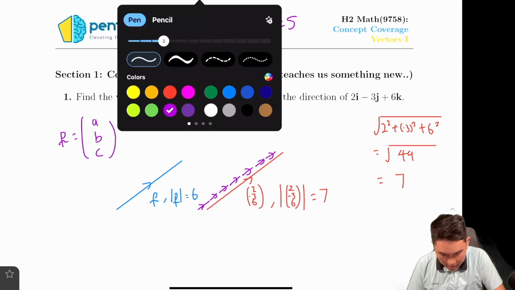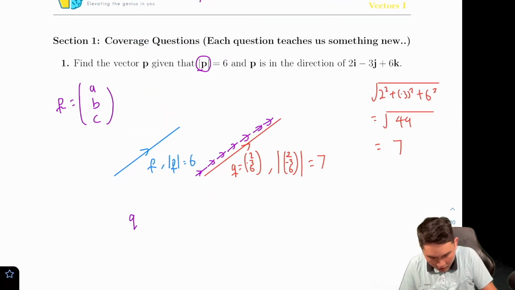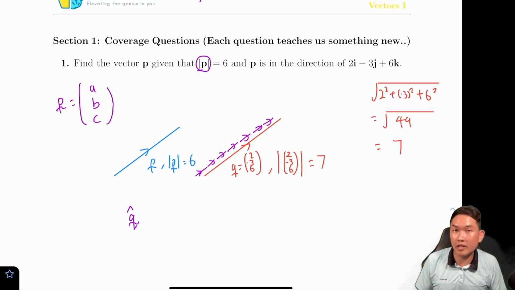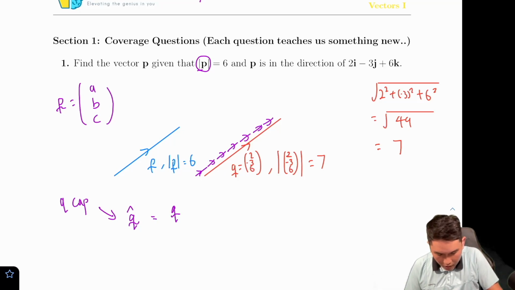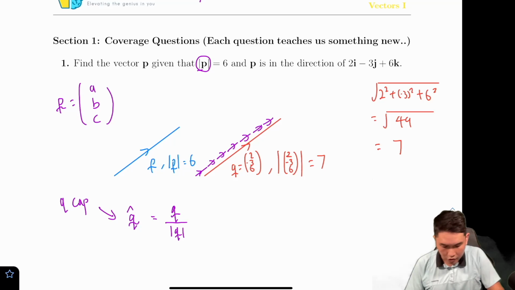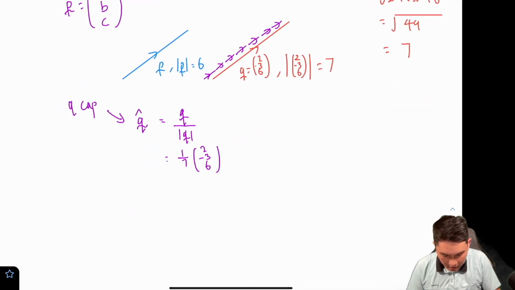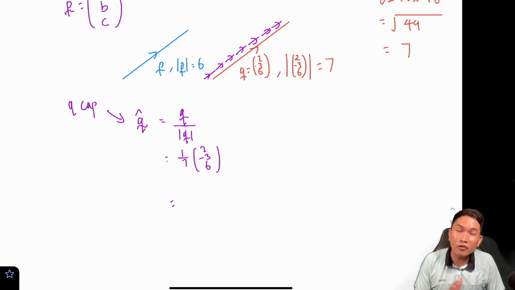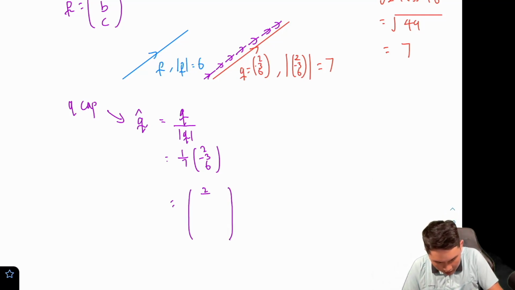I'm going to call this red vector maybe Q. So to find the unit vector, the purple one, since it's a unit vector, we like to write it with a small little cap on top. So we call this Q cap. Q cap is equal to Q divided by the size of Q, which is equal to 1 out of 7 times Q. So how do I have a 1 over 7 times a vector? What you do is you take 1 over 7 and multiply each of the numbers inside your vector. What that gives you is 2 over 7, negative 3 over 7, 6 over 7.